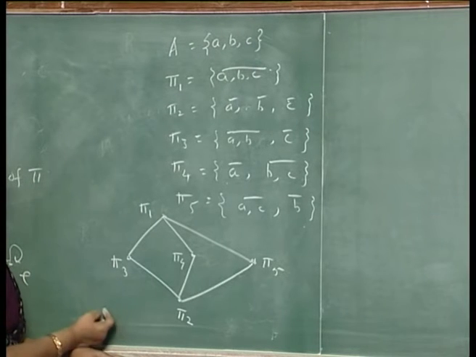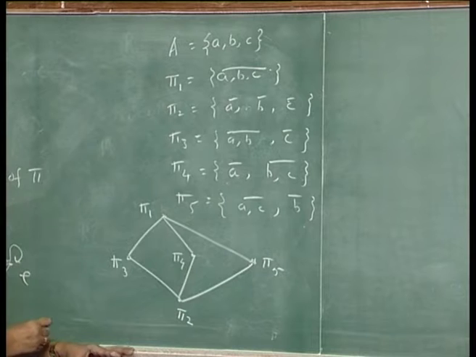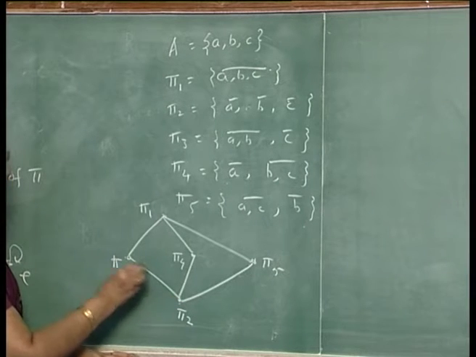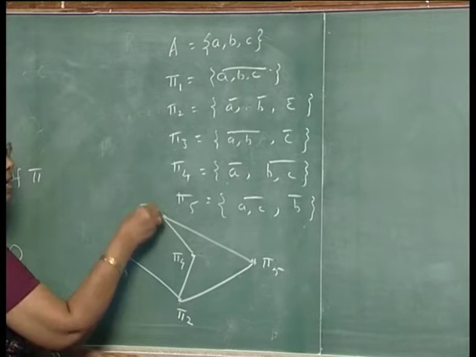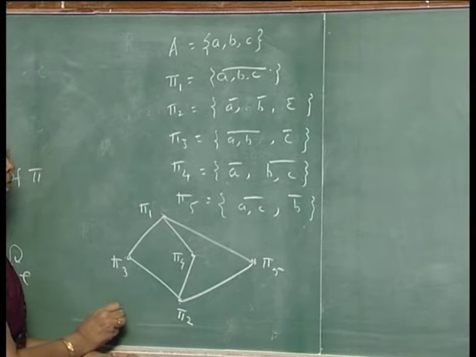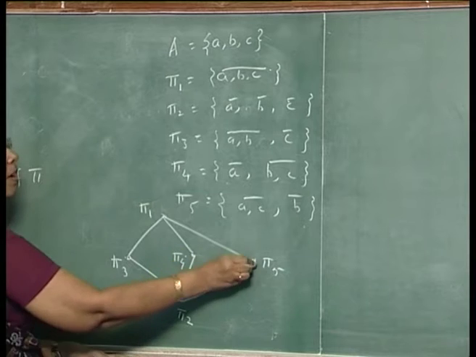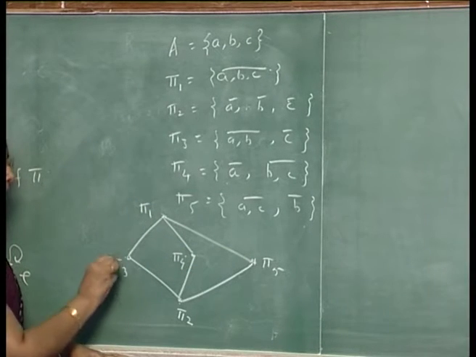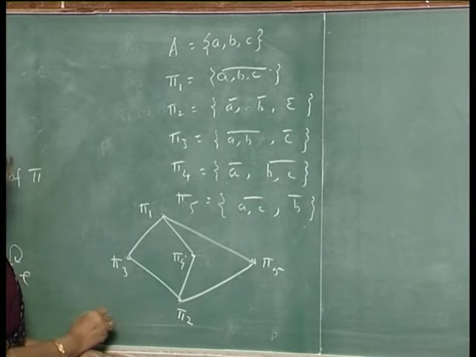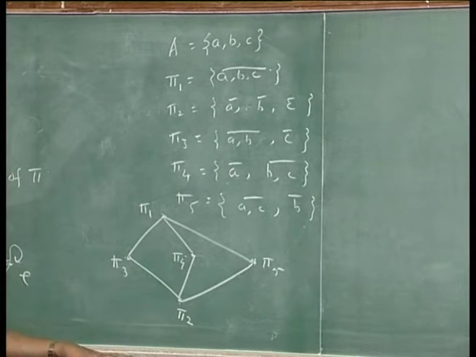So, this is a partial order. It is a Poset diagram or a Hasse diagram. Pi 2 refines pi 3, pi 2 refines pi 4, pi 2 refines pi 5, and by transitivity pi 2 refines pi 1. Pi 3, pi 4, pi 5 refine pi 1, but between pi 3 and pi 4 there is no connection, pi 4 and pi 5 there is no connection, and so on. So, it is represented by a partial order like this.